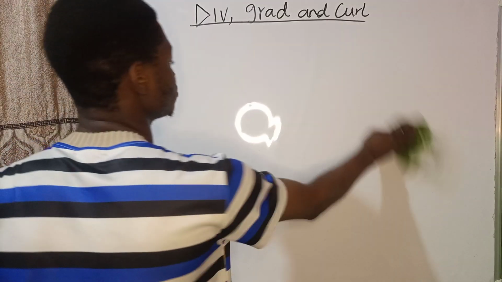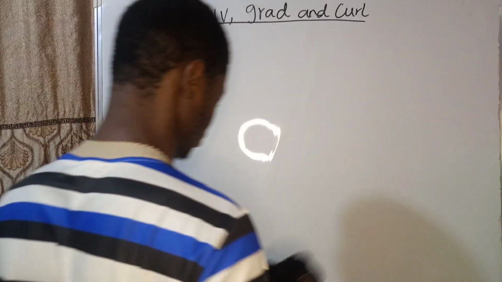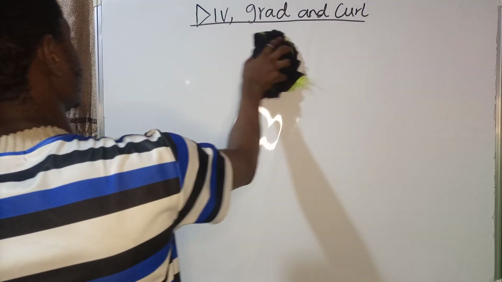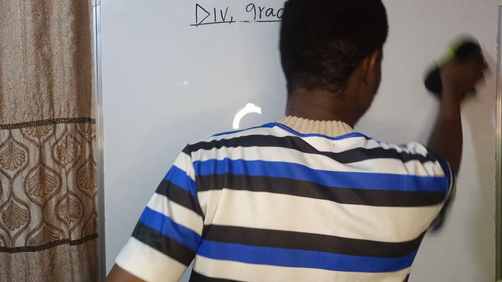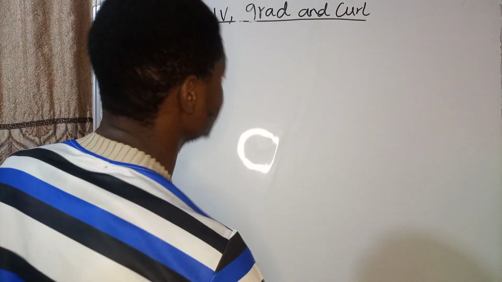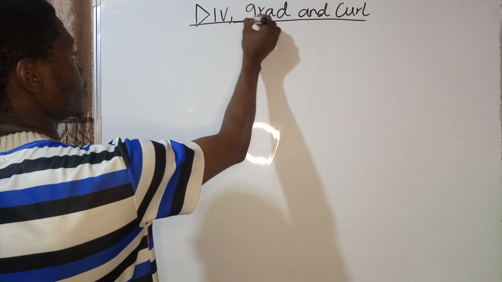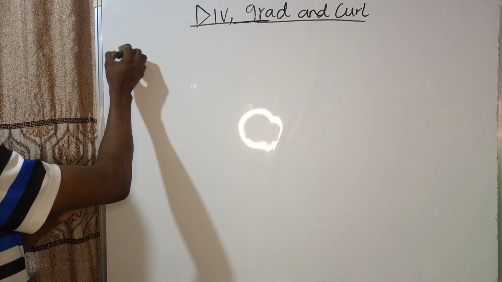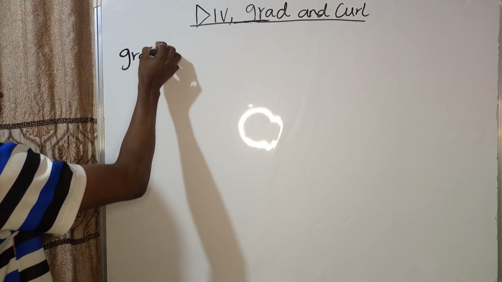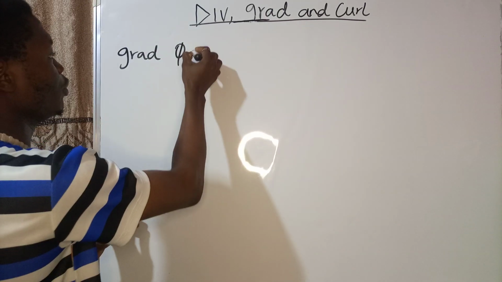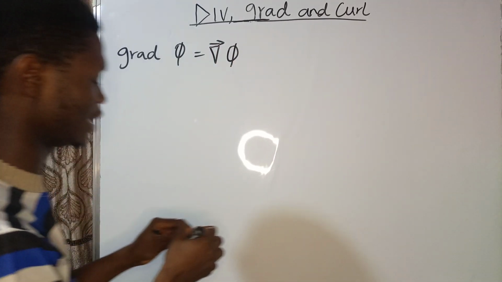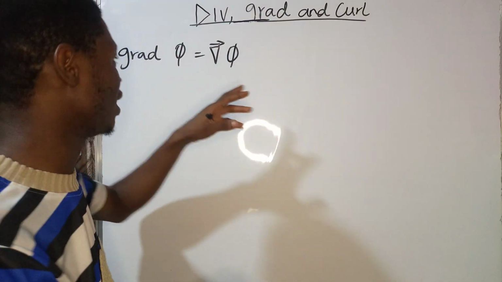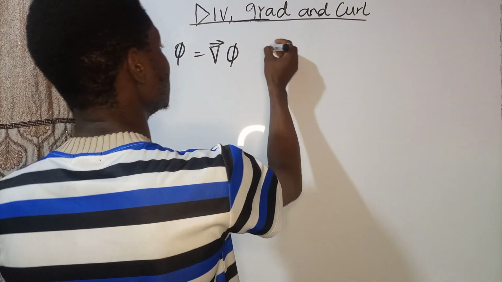That phi there is a scalar. So let's continue. Now the grad operating on phi will give us nabla operating on phi. Remember, when nabla operates on phi, we get grad.